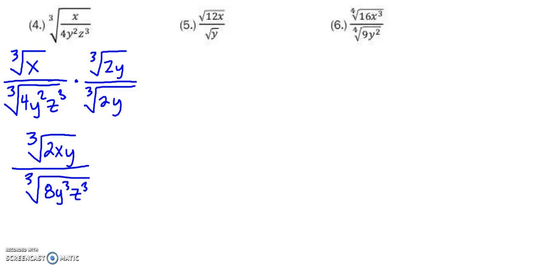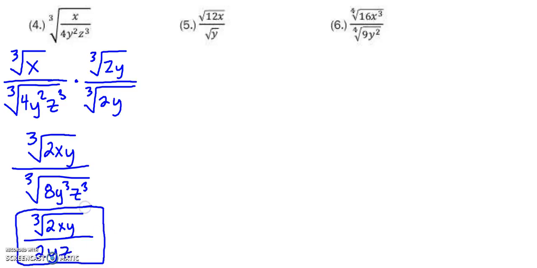And now in the denominator I have all factors in groups of 3. So I can take those factors out of the denominator and get rid of the radical. And I've reached my final answer.